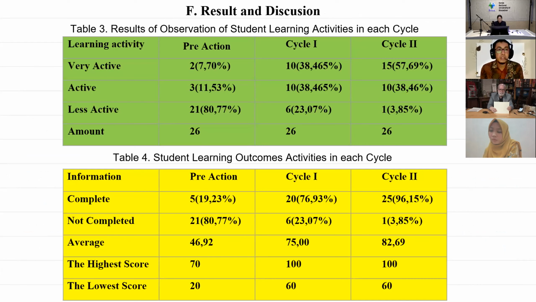We have three categories: very active, active, and less active. We have three different conditions: pre-action, cycle 1 and cycle 2. Then Table 4 shows the student learning outcomes in each cycle, with information about complete, not complete, average, the highest score, and the lowest score, across three conditions: pre-action, cycle 1, and cycle 2.